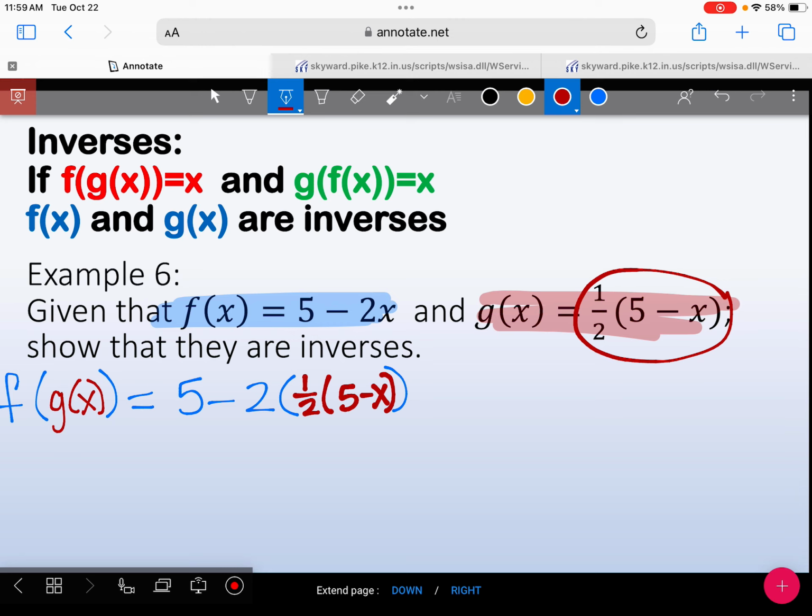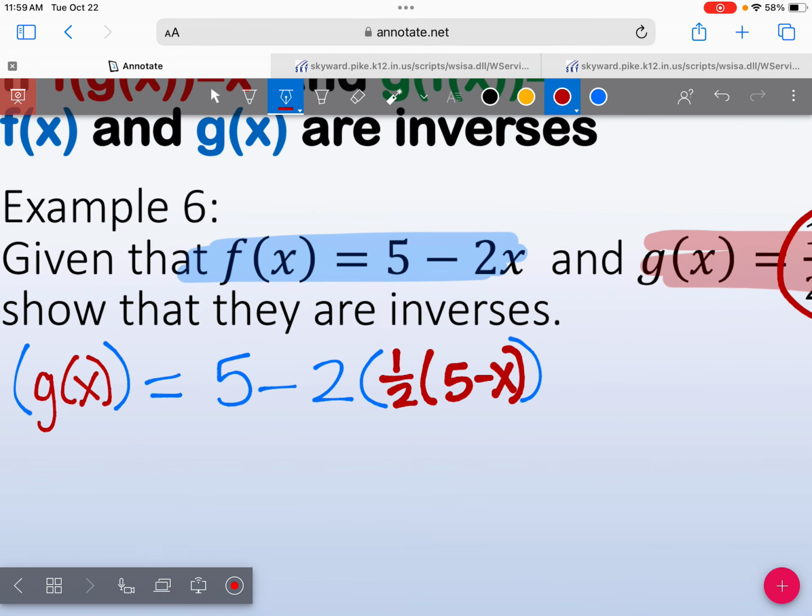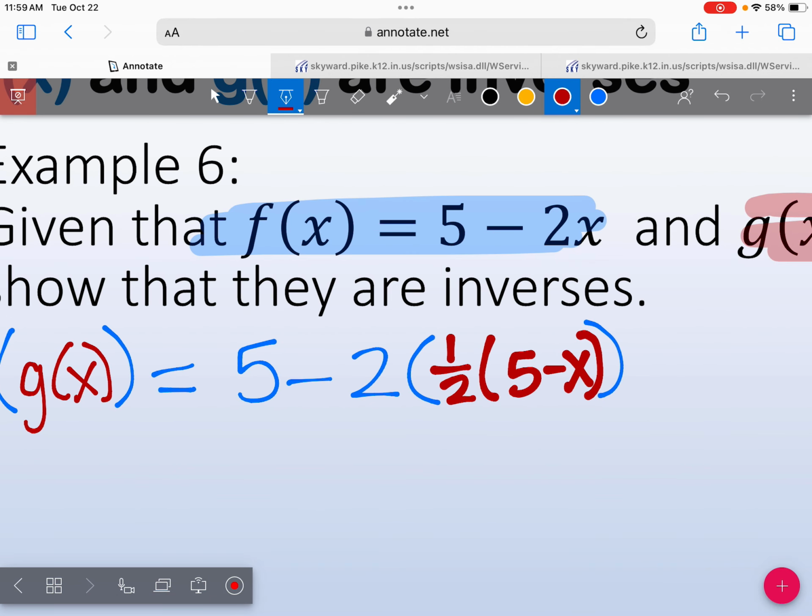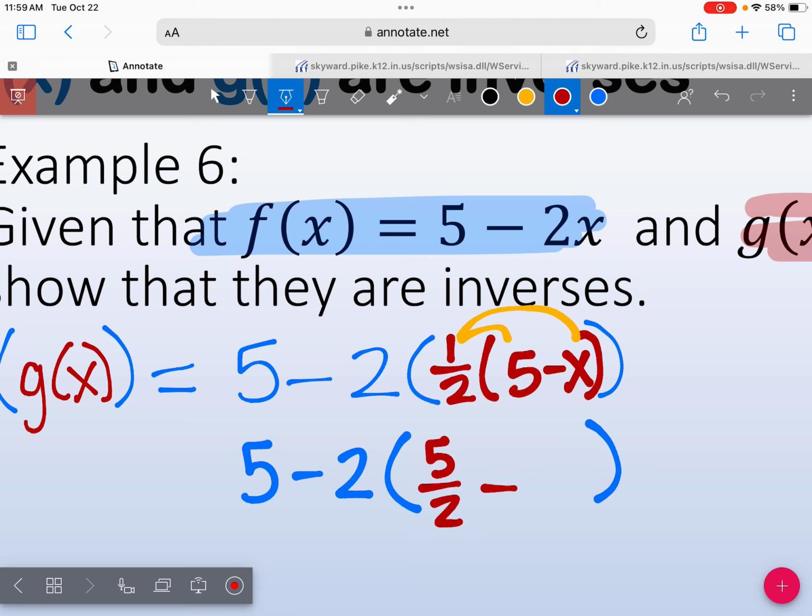So the first thing I'm going to do is multiply the inside. I'm going to start by distributing that 1/2. So that would be 5 minus 2. So now I'm taking 1/2 times 5. What do you think 1/2 times 5 is? 2.5, or you could put 5 over 2, but that's the same thing. 5 over 2 minus 1/2 x.